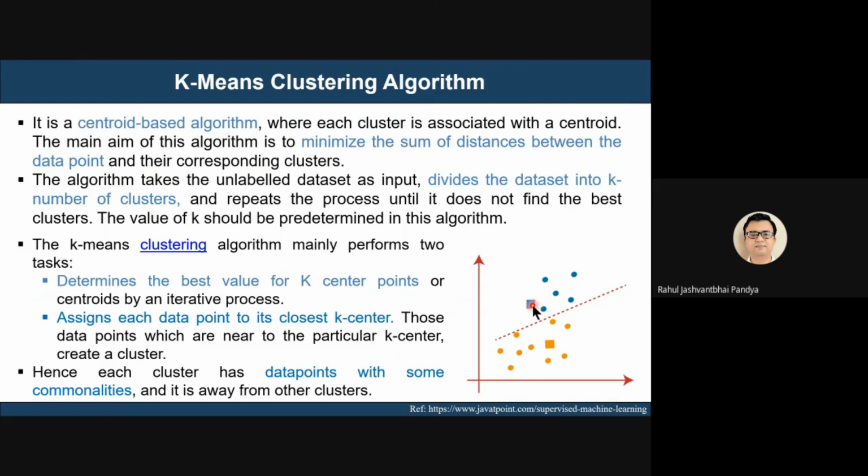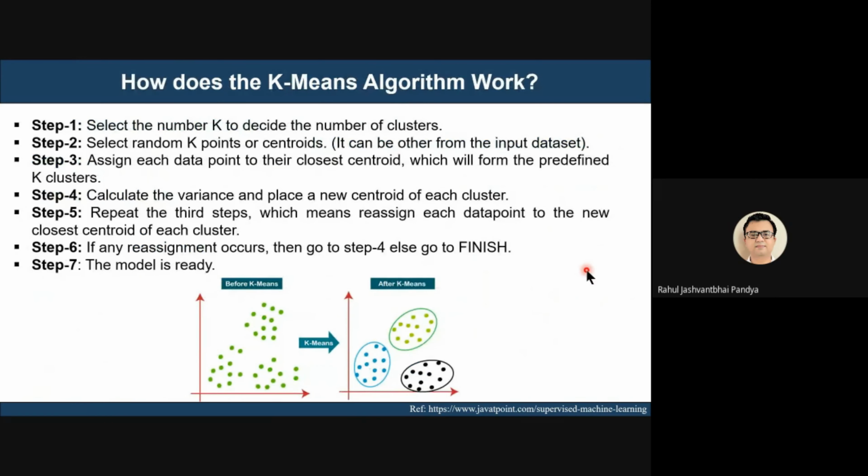So for example, if I take a center here, I have to do the iteration and then move the centroid also. But assume I selected a center here; the closest points to it will be allocated here. They'll be associated with this particular center, and then it will frame the cluster. Hence, each cluster has data points with some commonalities, and it is away from the different clusters. Based on some characteristics or similarities, I put them together, as these are functioning similarly. Now the major steps of how the k-means algorithm works.